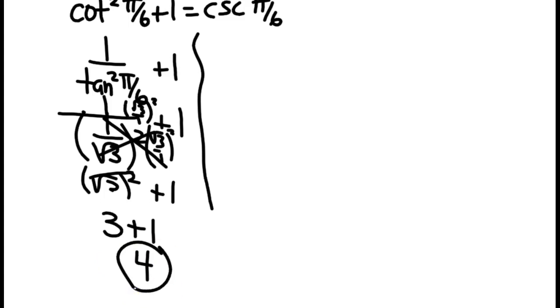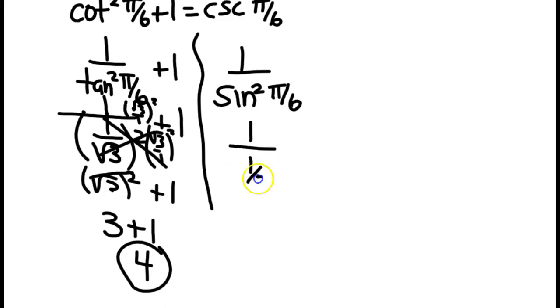Okay, and if we were going to work through this other side, this cosecant squared pi over 6, cosecant squared is the same thing as 1 over sine squared pi over 6. So if we wanted to see what pi over 6 is, we'd look on the unit circle to see what sine is at pi over 6. And what we find is that sine is a half. So we have 1 over a half squared. Okay, so all I did was replace my sine of pi over 6 with what that is on the unit circle, which is a half.